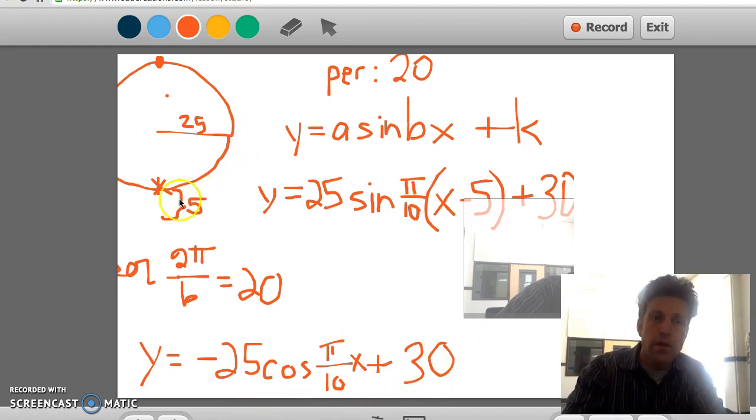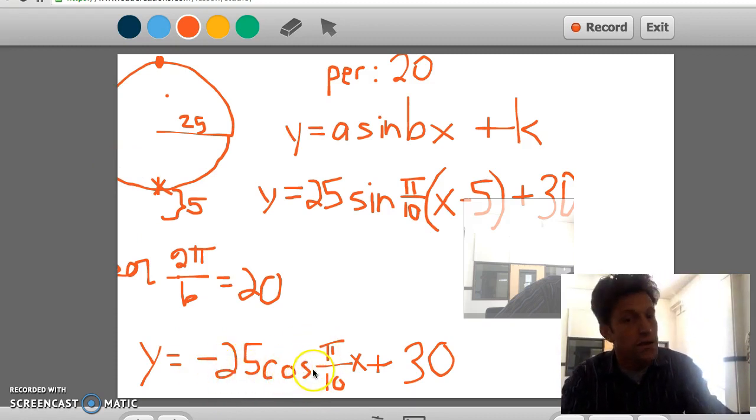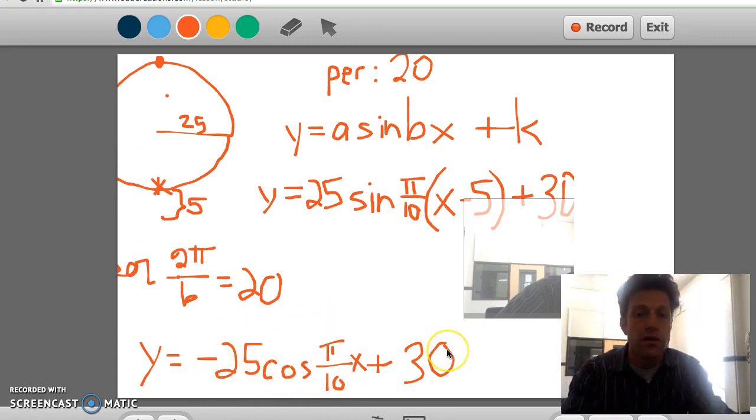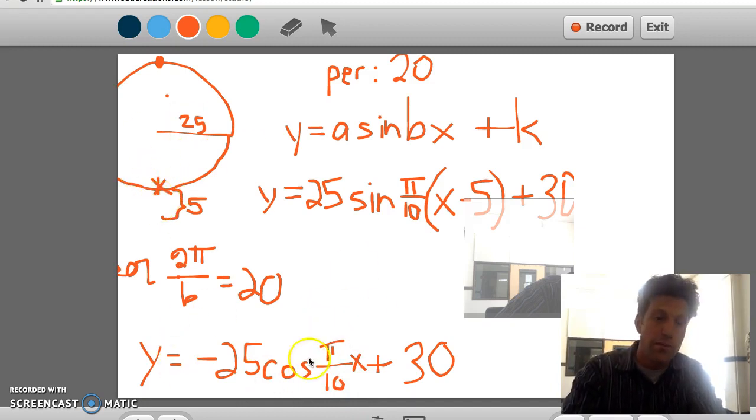So that's what I wanted. I wanted 30. After 10 seconds, I want to be at 55 feet. So plug in 10 here. 10 pi over 10 is pi. Cosine of pi is negative 1. Negative 25 times negative 1 is 25. 25 plus 30 is 55. And at 15 seconds, I want to be back at 30. Plug in 15. I get 15 pi over 10. That's 3 pi over 2. Cosine of 3 pi over 2 is 0. That means this whole thing is 0, and I'm back at 30.